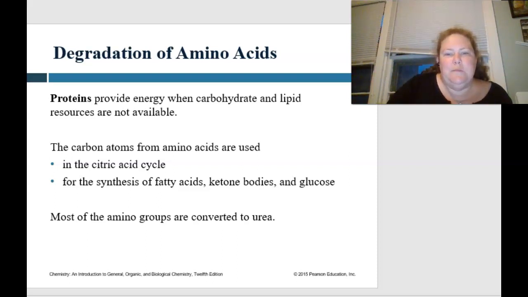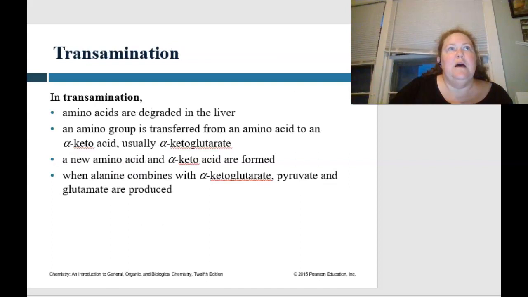And that's really bad when you start breaking down your own muscle for nutrition. And so the carbon atoms from the amino acids are used in the citric acid cycle for the synthesis, or making, of fatty acids, ketone bodies, and glucose. And most of the amino groups are converted into urea. All right, so what is this fun word, transamination? In transamination, amino acids are degraded in the liver, and an amino group is transferred from an amino acid to an alpha keto acid, and this is usually alpha ketoglutarate. And a new amino acid and alpha keto acid are formed.